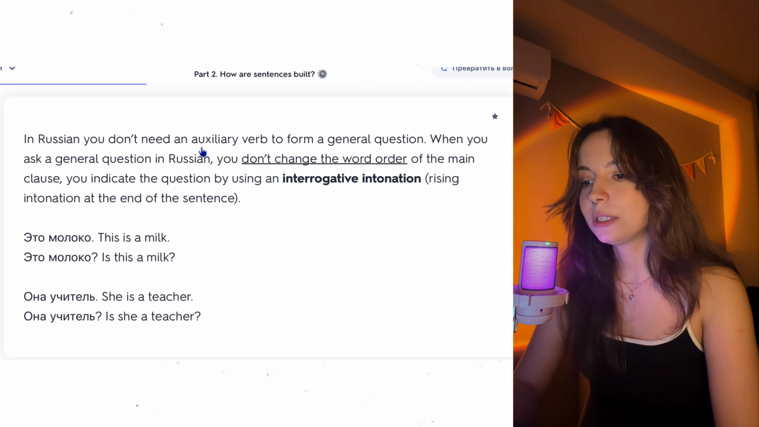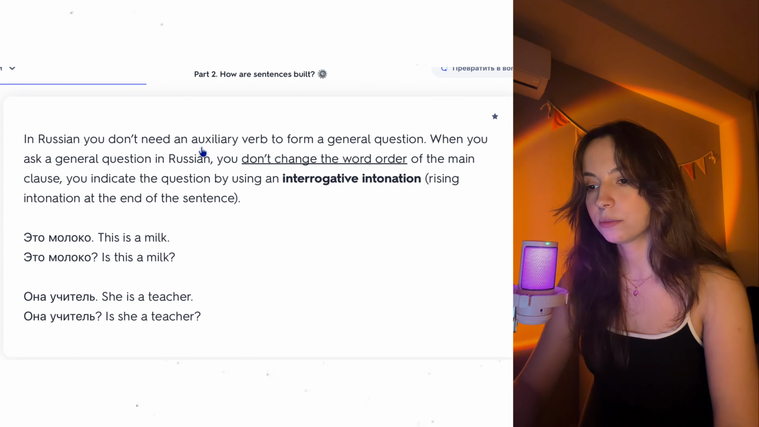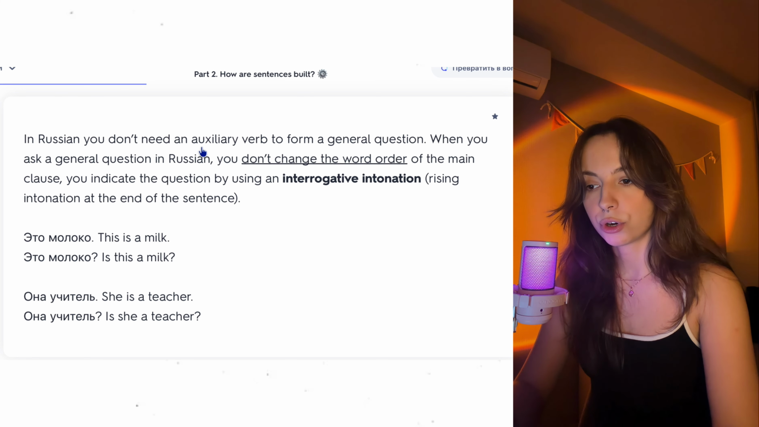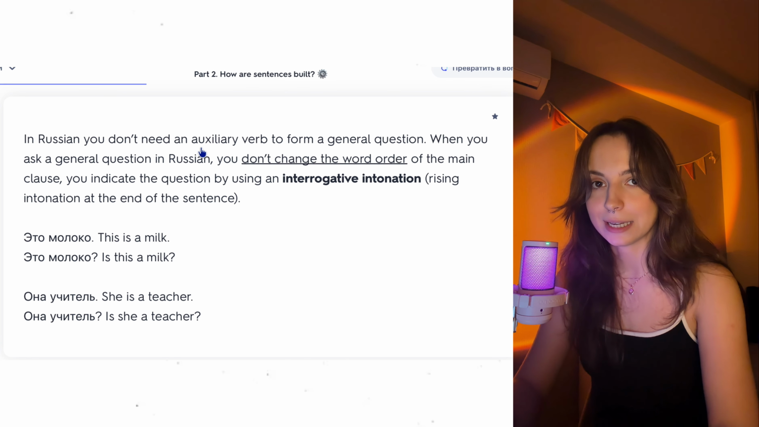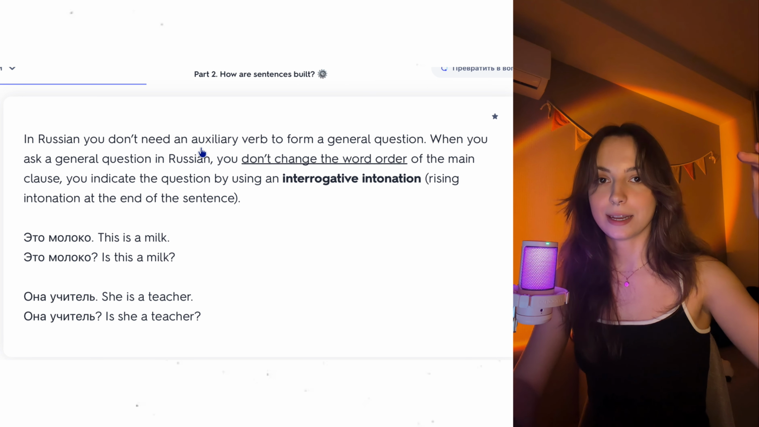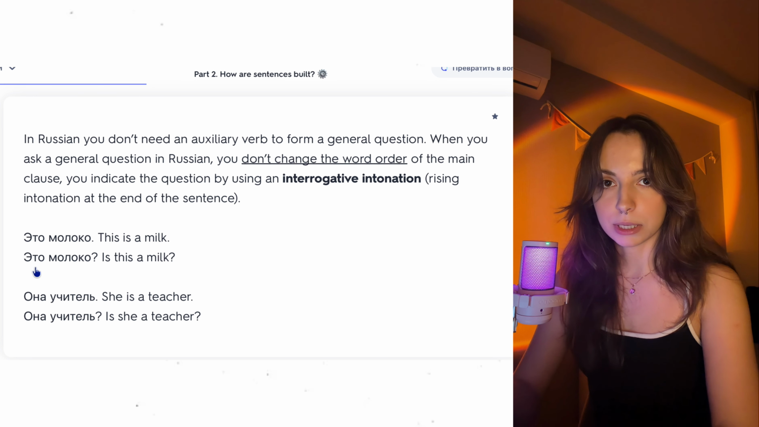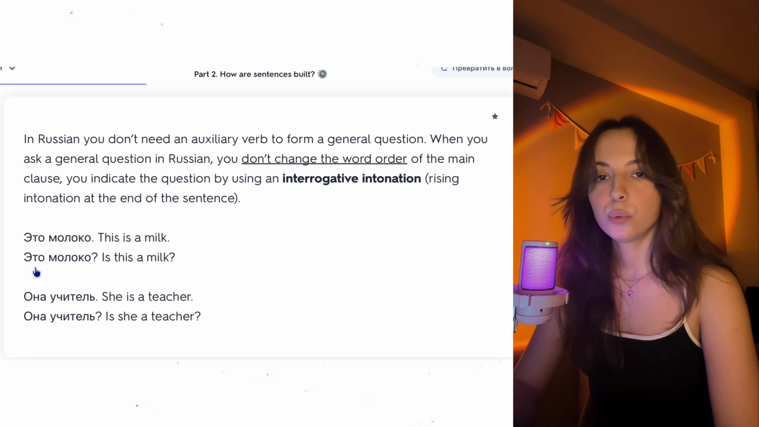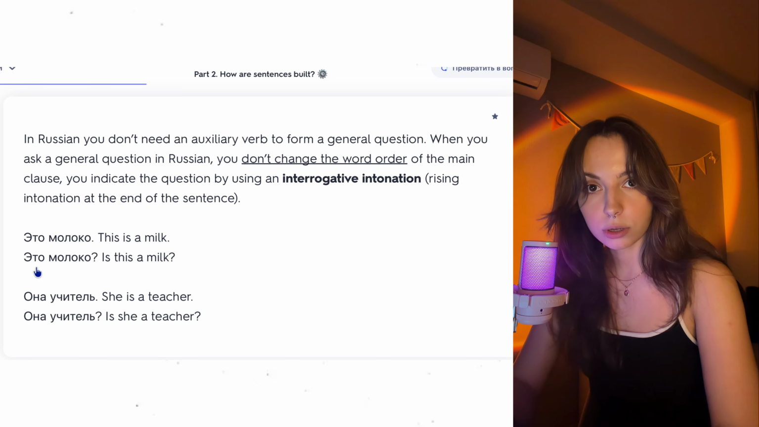How to ask questions? In Russian, you don't need any verbs to form a general question. When you ask a general question in Russian, you don't change the word order of the main clause. You indicate the question by using an interrogative intonation. It's when you're raising your intonation at the end of the sentence. For example, это молоко. This is a milk. This is a statement. If we ask a question, it will sound as это молоко?